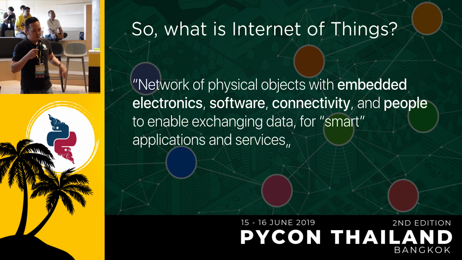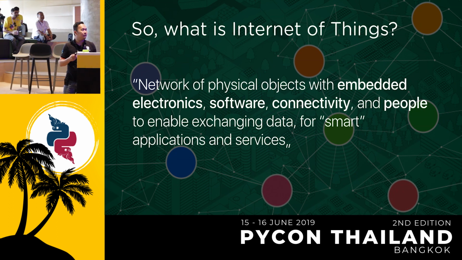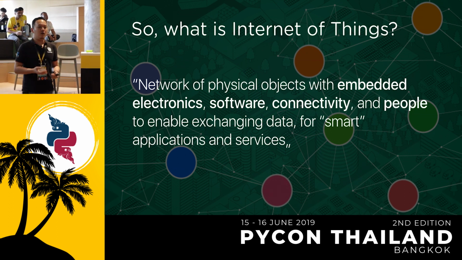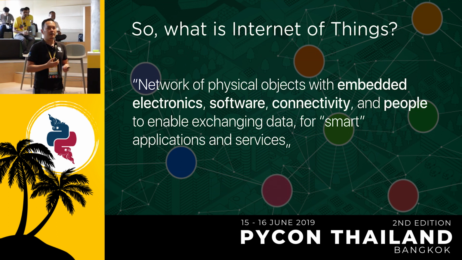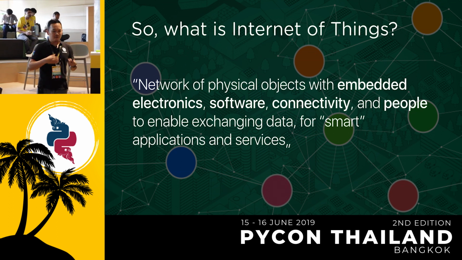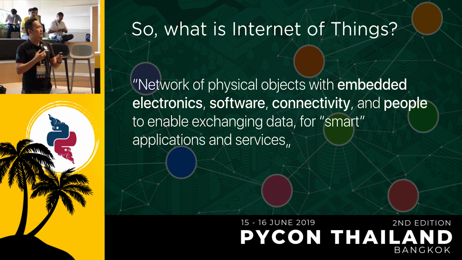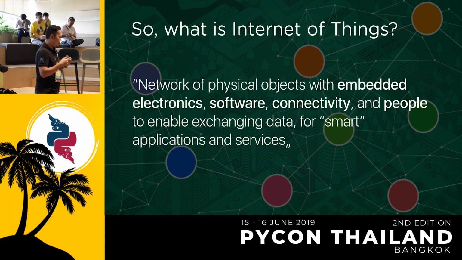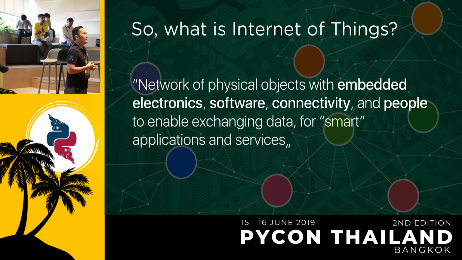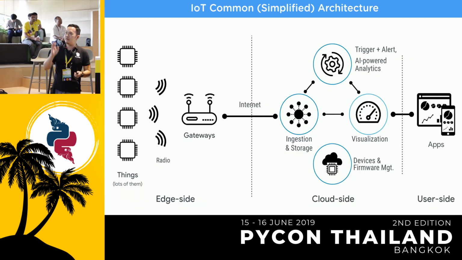But a more formal definition: you can say that IoT is a physical object that has embedded electronics, firmware, connectivity, and also people still in the loop. Those will enable data exchange in order to create smart applications and services, right? So maybe it's easier to see in the picture.